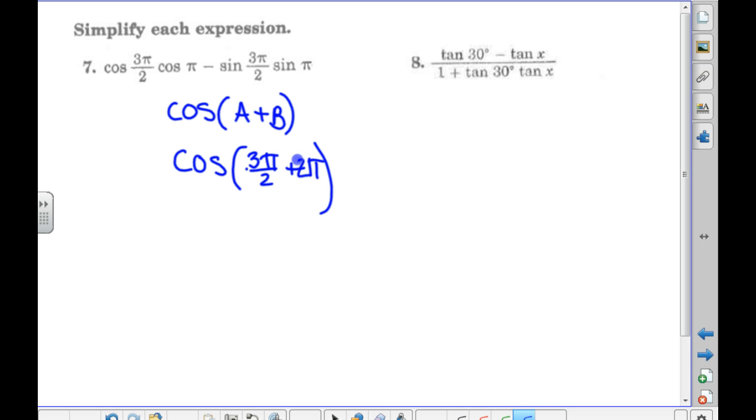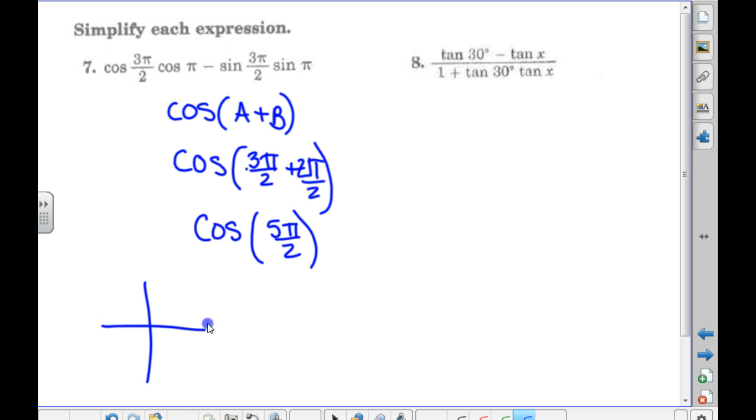Which becomes 2 pi over 2, so when you get a common denominator and add together, Noah is right, you get 5 pi over 2. Okay, think with me for a second. Here's 0, 1 pi over 2, 2 pi over 2, 3 pi over 2, 4 pi over 2, 5 pi over 2 is right back up here, right? This is equivalent to 5 pi over 2 right up there. So what is the cosine at that spot?